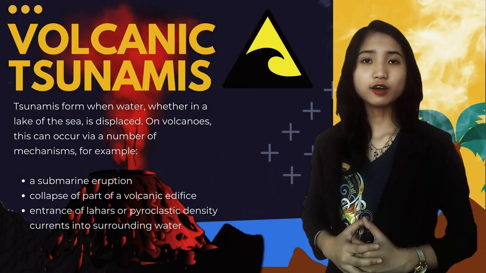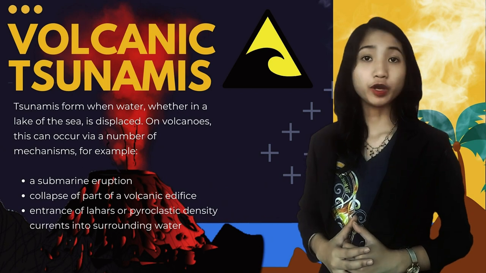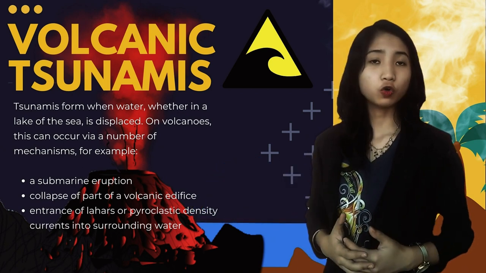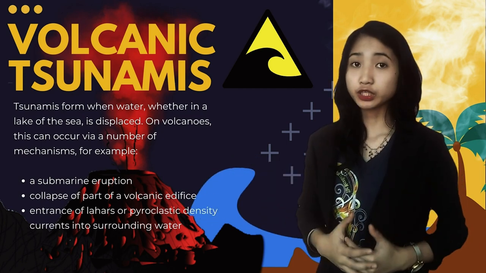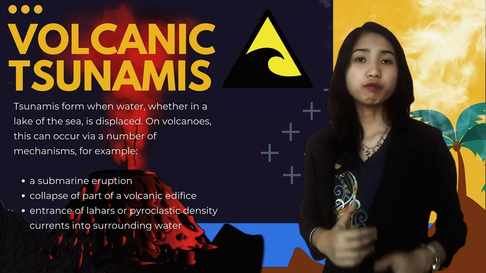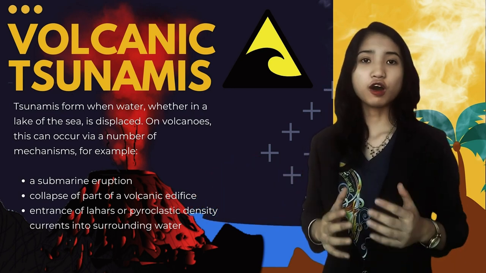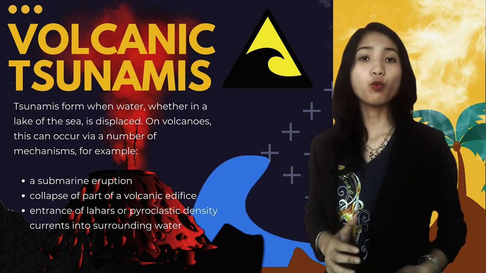The next volcanic hazard is tsunamis. Tsunamis form when water in a lake or the sea is displaced. On volcanoes, this can occur by a number of mechanisms. For example, a submarine eruption, collapse of part of a volcanic edifice, or entrance of lahars or pyroclastic density currents into surrounding water.